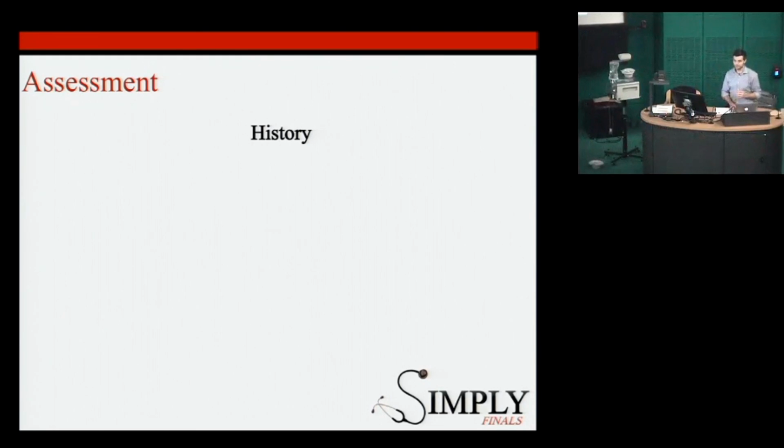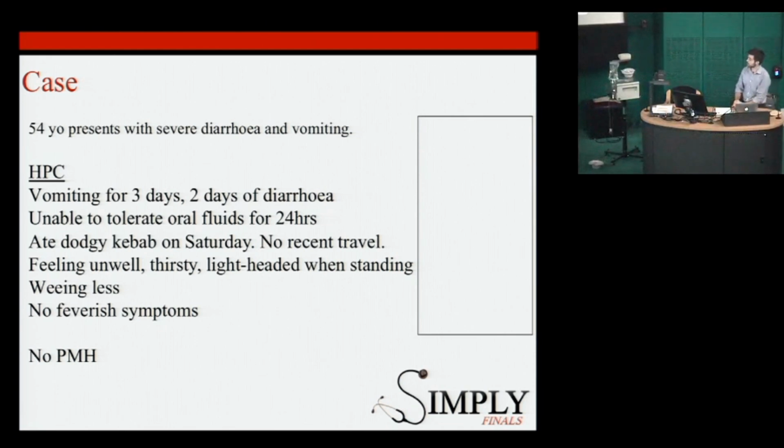Sorry? What's their intake been like? Recent travel. Good. Was it blood, in this way or that way? Anything else? Anyone else sick? Anyone else had it? In stereo. Excellent. So this gentleman has had vomiting for 3 days, 2 days of diarrhoea, unable to tolerate any oral fluids for 24 hours.